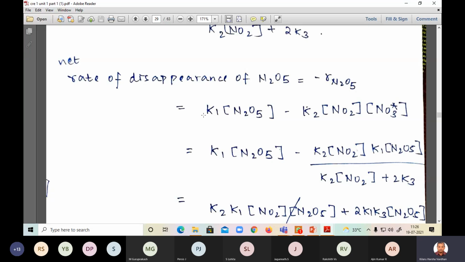This is the first step. Net rate of disappearance is disappearance minus the appearance. If you are writing the net rate of appearance, then it will be appearance minus disappearance. So how you are writing that comes first, because you need a positive quantity. So minus r N2O5 is K1, this is the step, and this is the reverse step. The reverse step is having the intermediate, so you have to eliminate this intermediate.